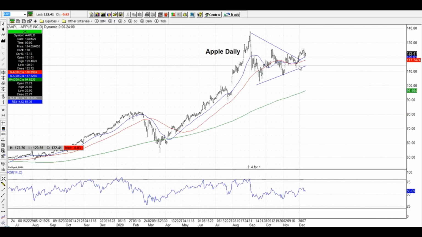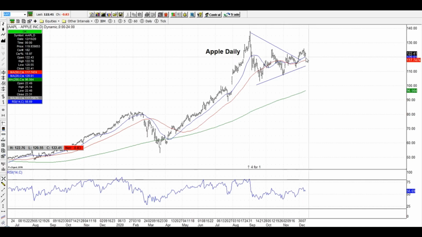Now, it's not black and white. My assessment of a triangle could be completely different from somebody else's, and it's all in the eyes of the beholder. There's some subjectivity to it, but this is what I see. I see a triangle pattern, and this past 2 weeks, Apple has blasted out of the triangle pattern. Hasn't really gone too far yet. It's coiling again, so hopefully it will.